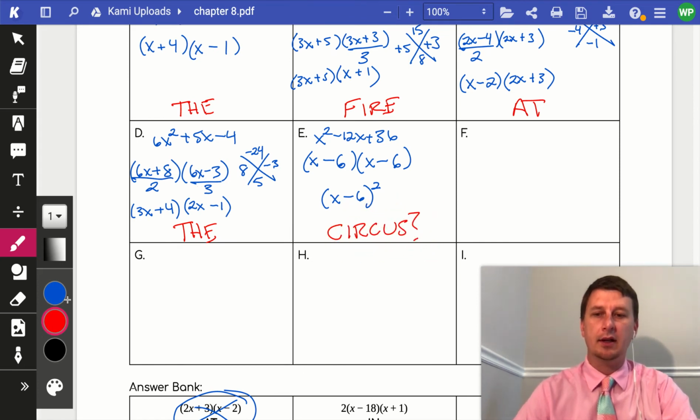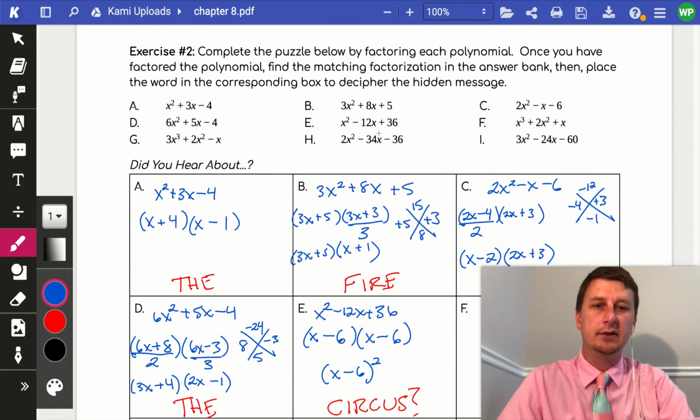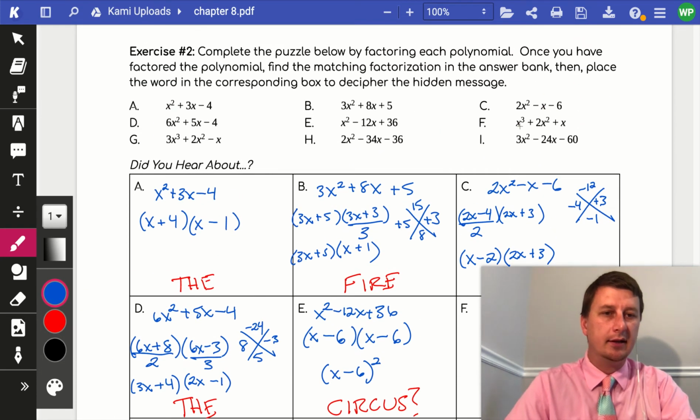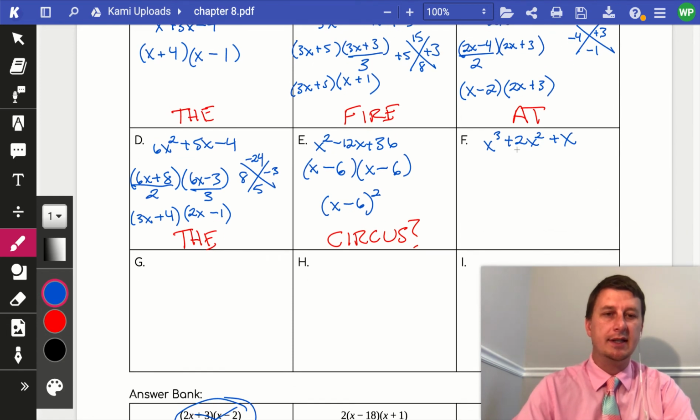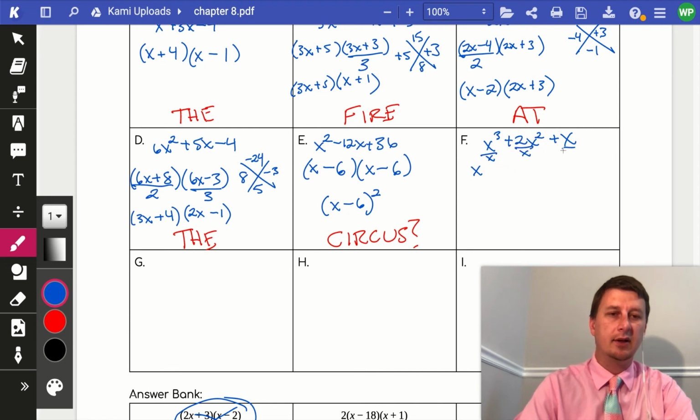Okay, let's look at trinomial F. X to the third plus 2x squared plus x. Is there a GCF? There is a GCF. Our GCF is x. So when I divide an x out of all of these terms, I'm left with x squared plus 2x plus 1.